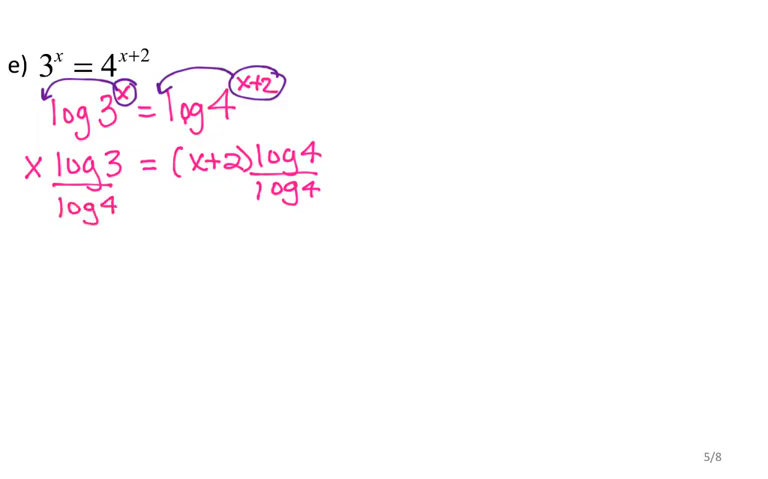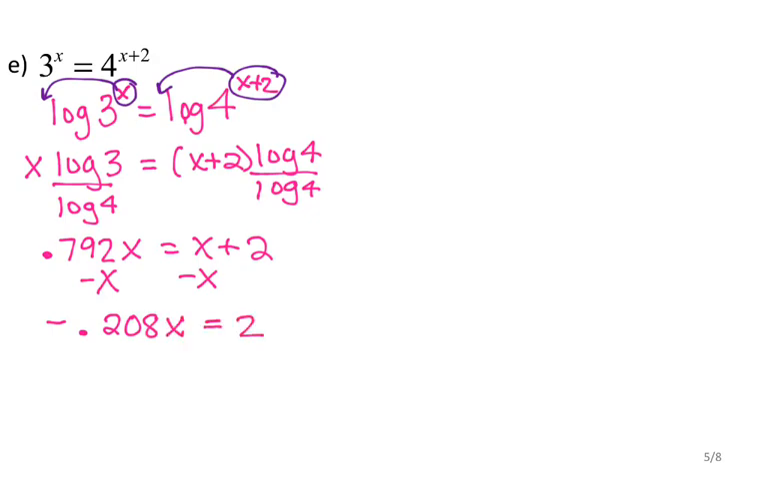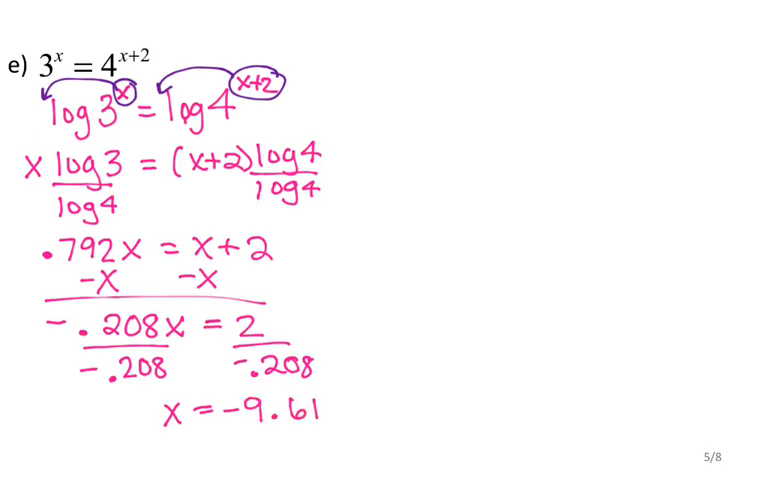So log of 3 divided by log of 4 is approximately 0.792x equals x plus 2. I'm going to subtract x from both sides to get my x's on the same side. So I have 0.792 minus 1 gives me negative 0.208x equals 2. And then divide. So I'm going to divide both sides by negative 0.208. So I get x equals 2 divided by negative 0.208 is approximately negative 9.615.